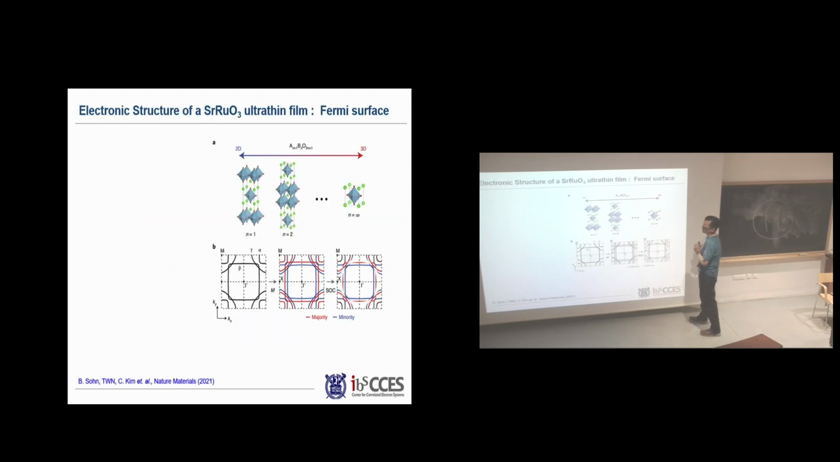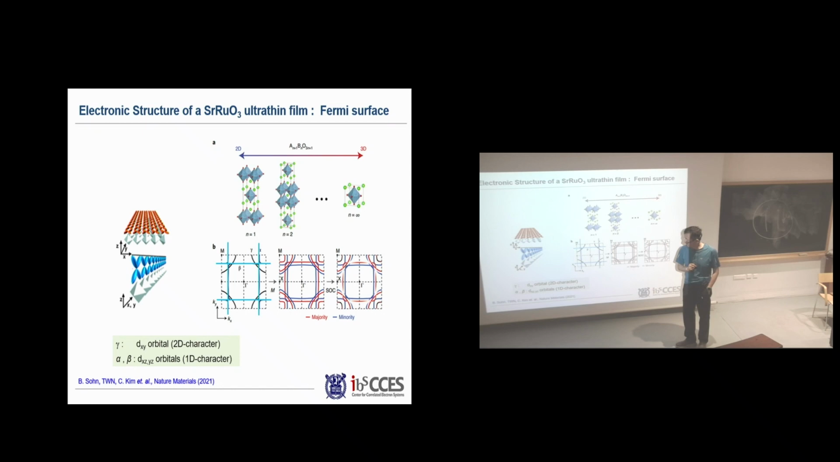So, in order to understand the electronic structure of the strontium ruthenate thin film in the 2D limit, we have to start to understand the simple band structure near the Fermi surface. So if you do this kind of 2D limit calculation, you have this Fermi surface. It seems in the beginning a little difficult to see what's going on, but if you look at the structure, it's not that bad.